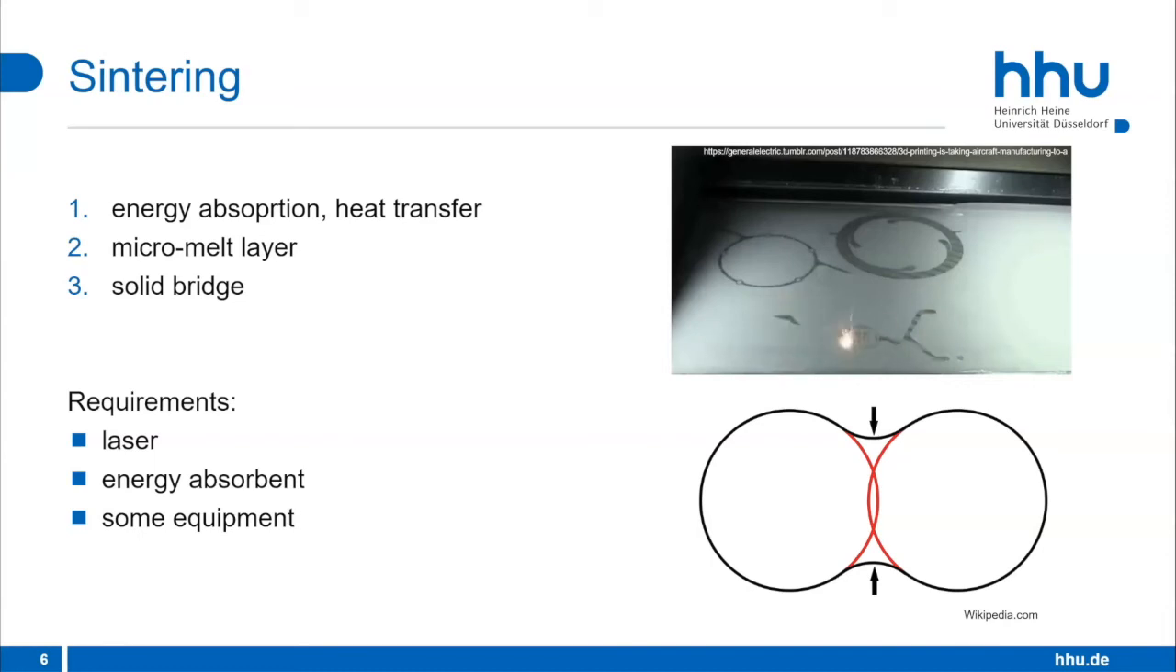And for the sintering process, we need mostly two different things. One is a laser, and the other is material that can absorb the energy. And of course, since you want to print with this process, we need a whole lot of equipment around it. But I will mostly focus on the laser and the absorbent for the next, I think, 2 or 3 slides maybe.